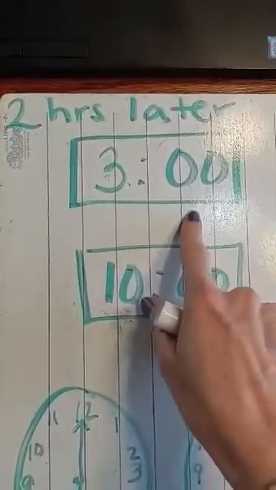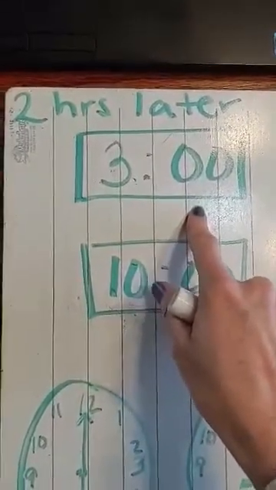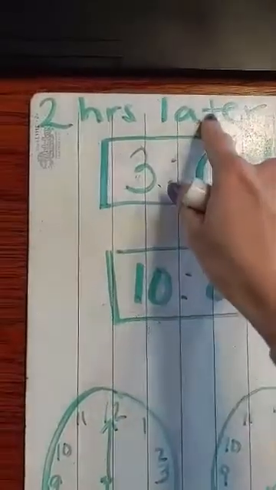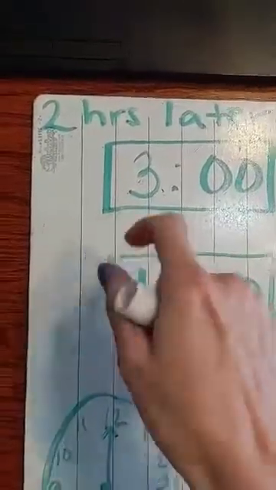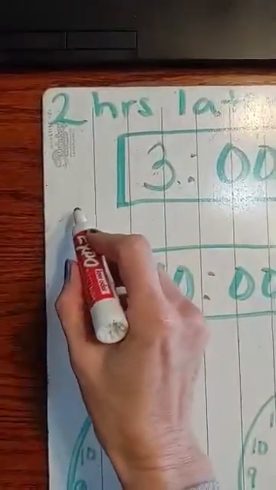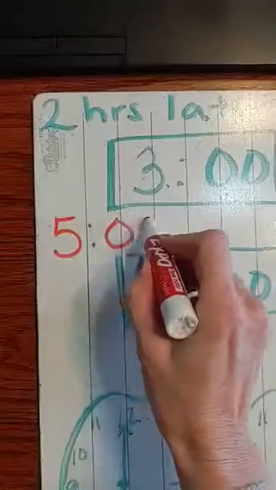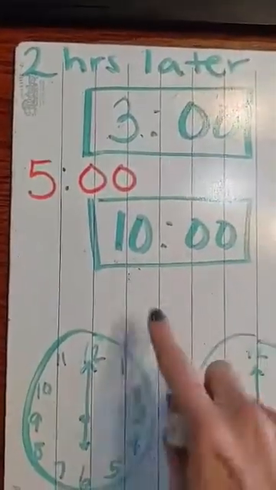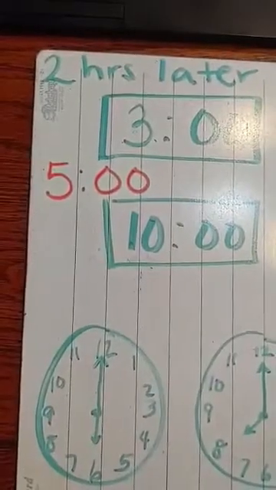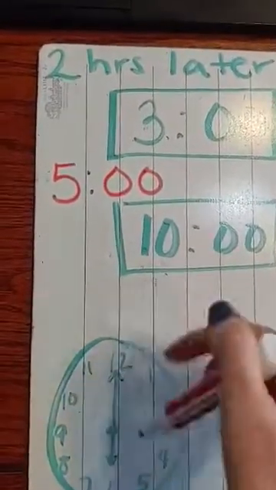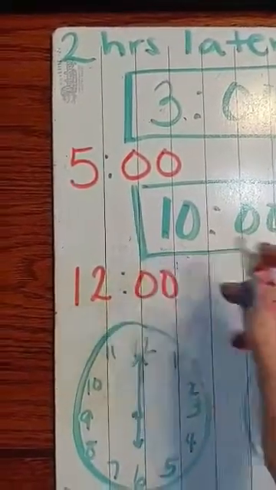So if it's 2 hours later, are we getting more time or less time? Later, we're getting more time, right? So we're going to add 2 to our hours. So what is 3 plus 2? You got it. 2 hours later would be 5 o'clock. Great job. So what would be 2 hours later on 10 o'clock? Yes, we're going to add 2 to that 10, so it would be 12 o'clock.